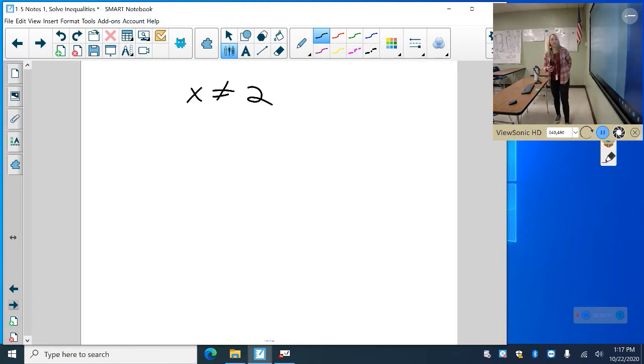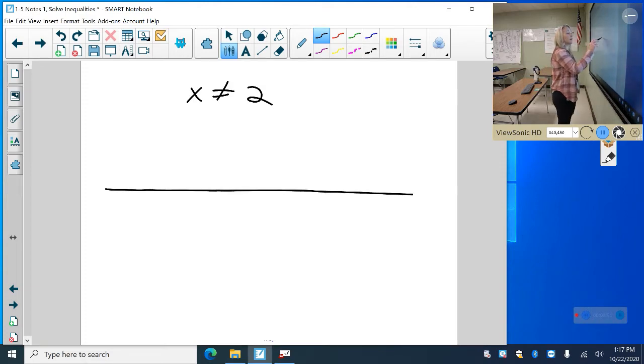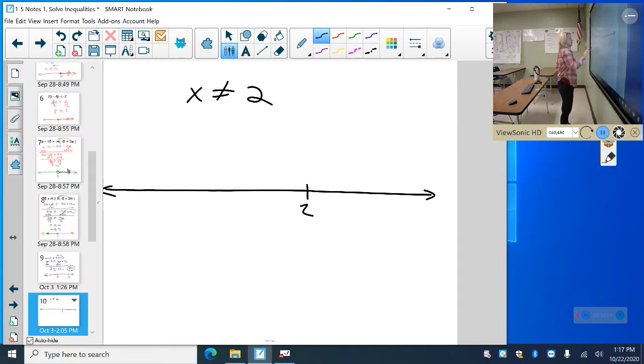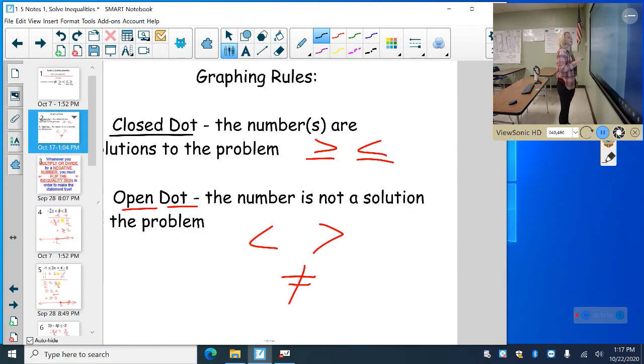Now, what does this graph look like? X is not equal to 2. Well, if I have a number line, and 2 is here, how could I show when it's not equal to 2? It's everything except for 2. If you remember back from one of the first pages, when we talked about closed dot, open dot, whenever we use a not equal to symbol, we have an open dot.